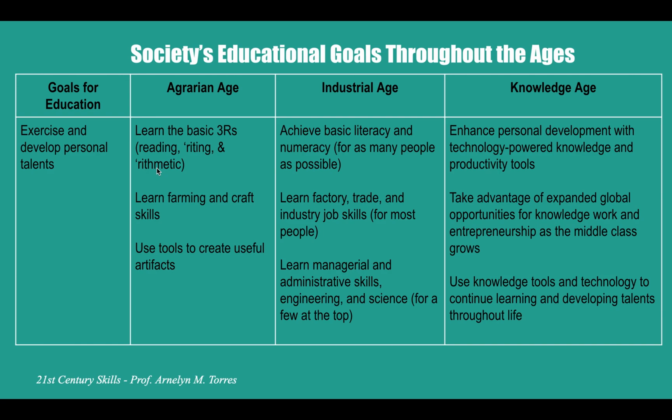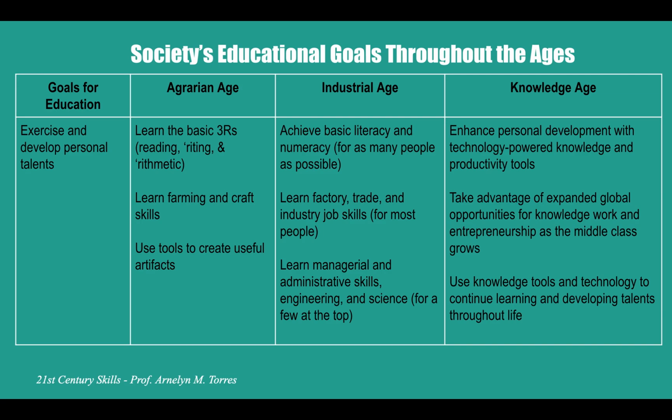So basic would mean for us to survive that agrarian age. Our people are also expected to learn farming and craft skills. So even though you are educated at that time, we have to eat, so the source of our food would be coming from the farm. And so people are expected to learn how to farm and to learn how to make some craft skills.